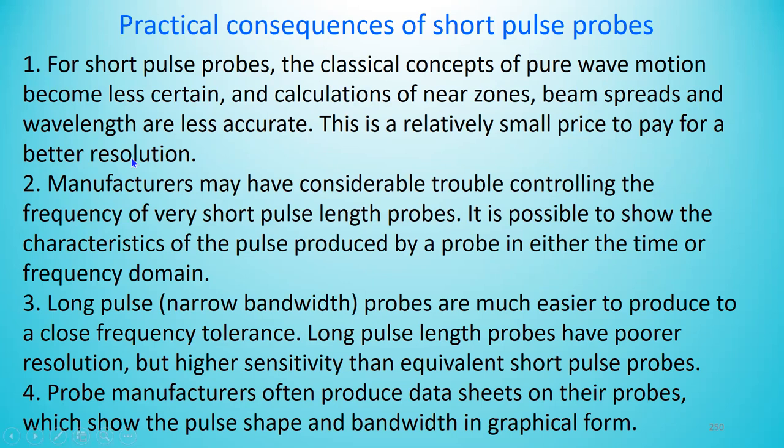Practical consequences of a short pulse probe. With a short pulse probe, the classification concept of pure wave motion becomes less certain, and calculations of near zones, beam spread and wavelength are less accurate. This is a relatively small price to pay for the better resolution. Manufacturers may have considerable trouble controlling the frequency of very short pulse length probes.